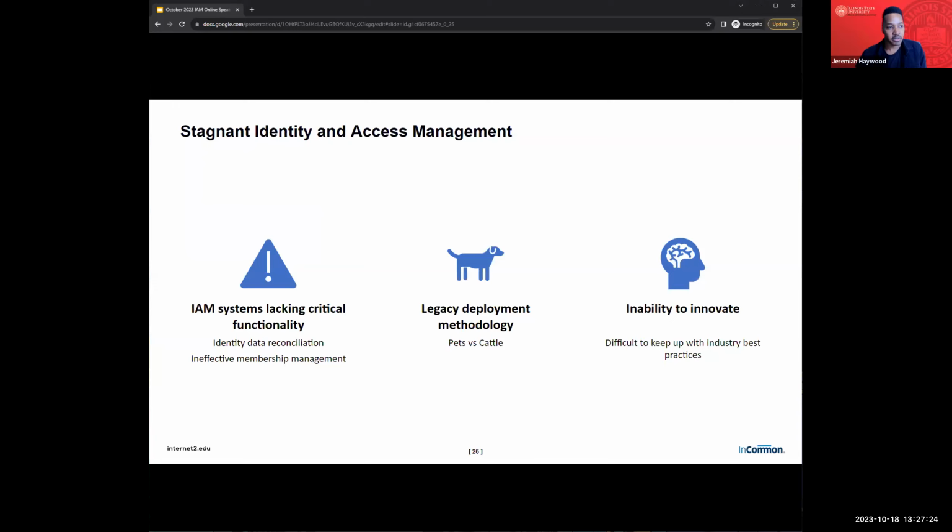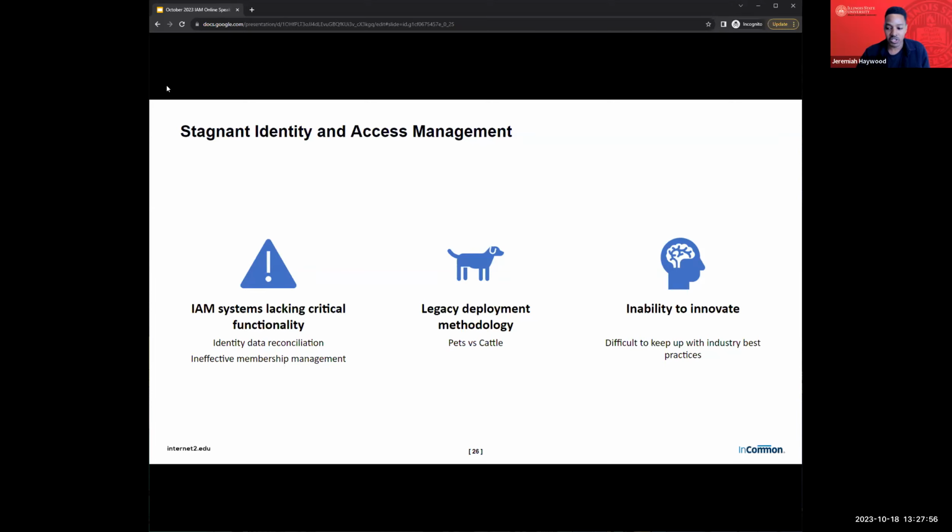So to speak a little bit about what started our journey with Midpoint, it relied around our identity and access management being stagnant. Our previous IAM systems lacked the critical functionality that you would expect out of an Identity Manager, like being able to do identity data reconciliation, making sure the data from our source systems are correct in our IDM, as well as being correct in our downstream systems, whether that be Active Directory or LDAP.